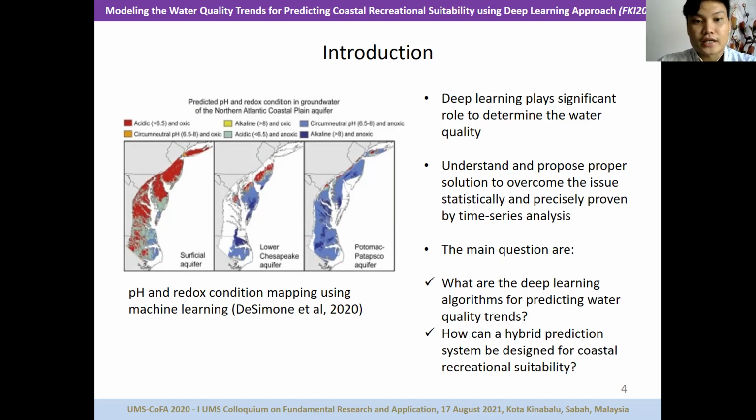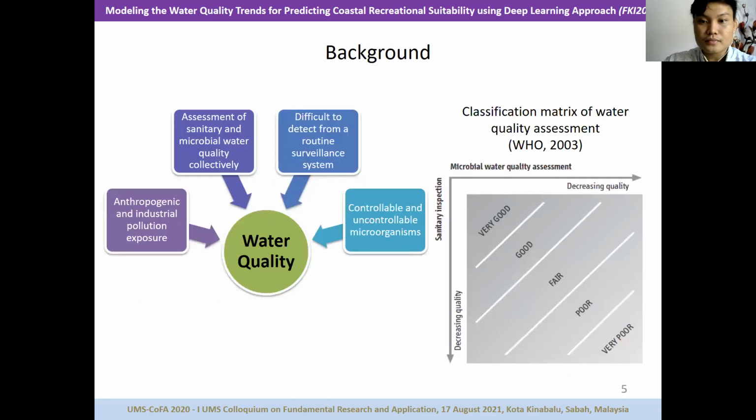But the main question is: what are the deep learning algorithms for predicting the quality trends, and how can a hybrid prediction system be designed for coastal recreational suitability? The question will be answered by understanding the water quality aspect at first. Over the years, coastal water was habitually exposed to anthropogenic and industrial pollution that leads to negative consequences for public health and recreational activities.